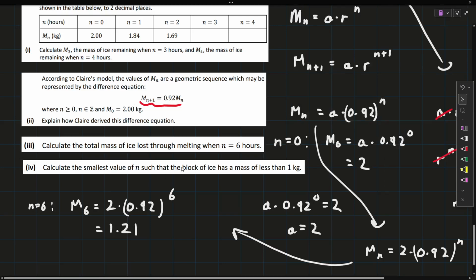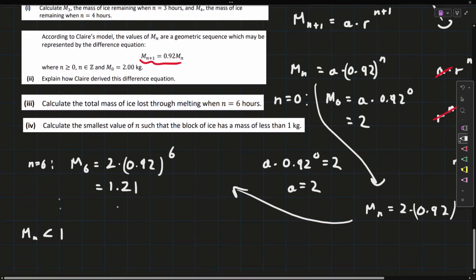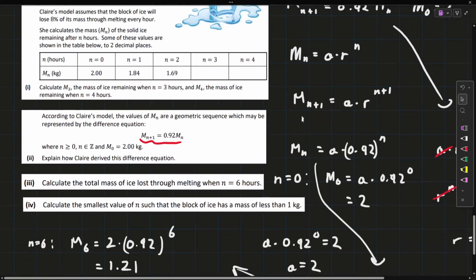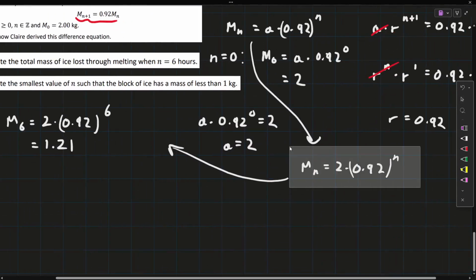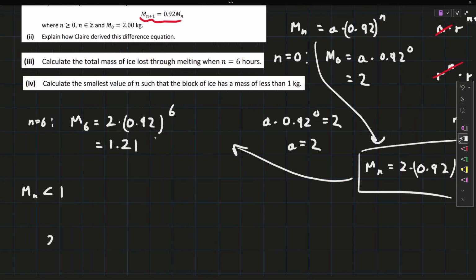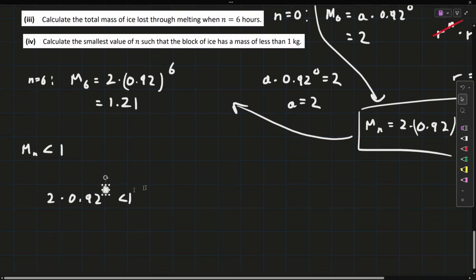The second question might be a bit trickier. What's the smallest value of n such that the block of ice has a mass of less than 1 kilo? Well, that would mean that we want m of n to be less than 1. We can't directly solve for n from m of n, but we do know that m of n is equal to this. This is our solution for m of n. So we can actually just say that 2 times 0.92 to the power of n is smaller than 1, because that's the same as what m of n is. Then we can use logarithms to solve for n.